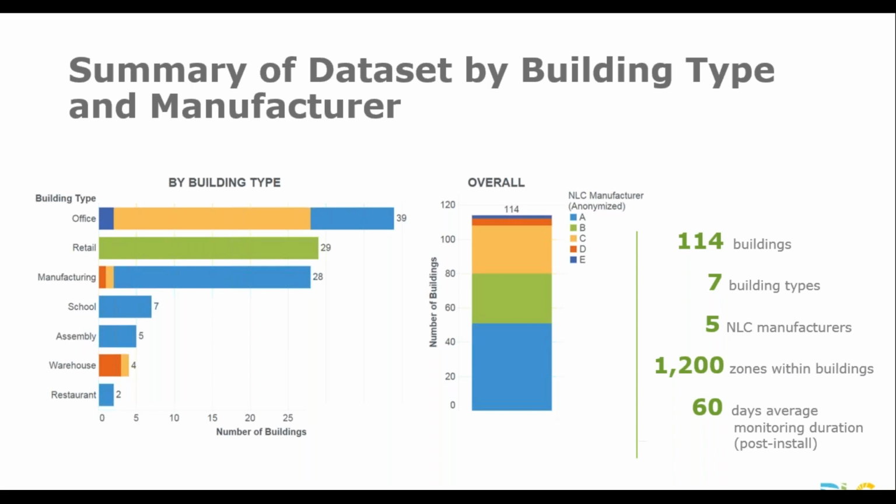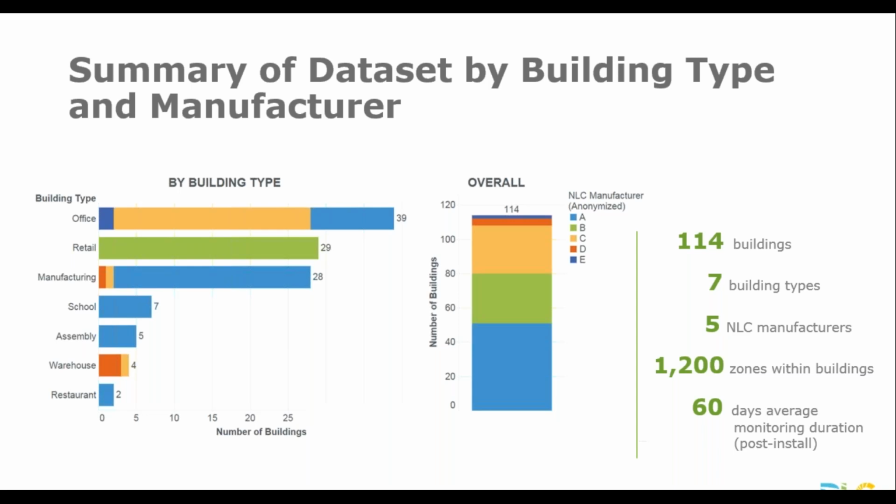So, as Levin mentioned, we collected data from 114 buildings across 7 building types, representing 5 manufacturers. This energy monitoring data was collected at the zone and fixture level with an average of 60 days of monitoring duration post-installation after the network lighting controls were installed. That equates to roughly 100 million rows of data that we received from manufacturers.